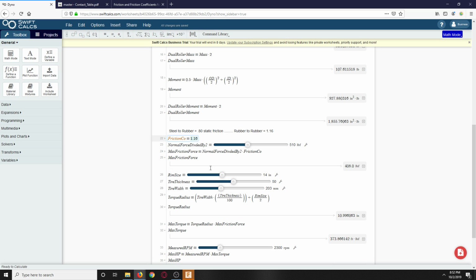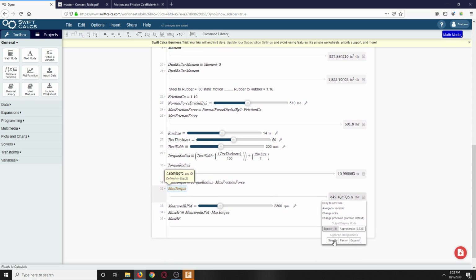So let's change this to 1.16 and see what happens. So here, max friction force 408 foot-pounds. So now we're at 600. So we increased it by 2 times. Close to 2 times. So max torque is 542 foot-pounds.